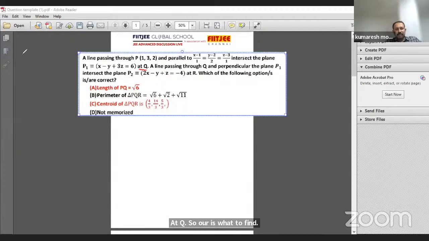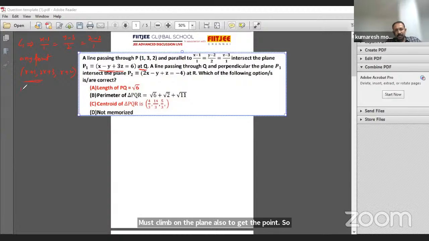To find the point Q, first write the line equation. If you say L1, the line is passing through the point 1, 2, 3, so we can write x minus 1, parallel to a line, so (x minus 1) by 1, (y minus 3) by 2, and (z minus 2) by 1. Now, the line will intersect the plane at Q. So any point on the line is r plus 1, 2r plus 3, r plus 2.